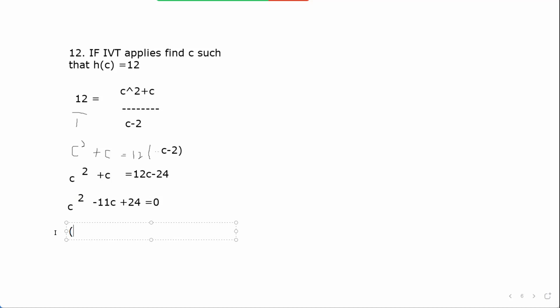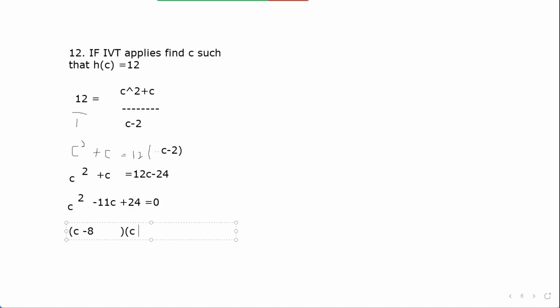Wouldn't it be okay, well, you know that C times C is going to be C squared, so it's C, and then to get to 24, factors of 24 that give you 11. Isn't it 8 and 3? Yes. All right, negative 8 and negative 3.